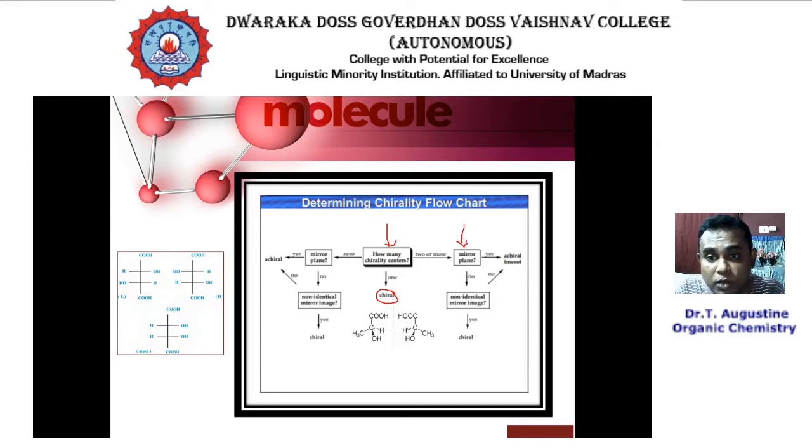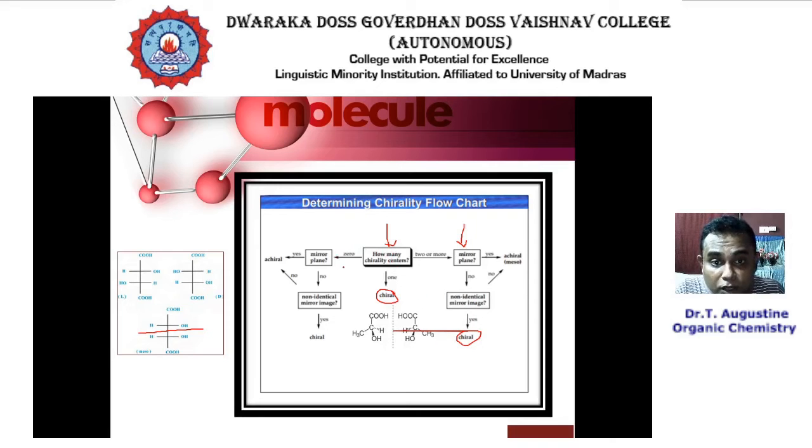If there are two or more chiral centers, then we have to ask the next question: whether the molecule has a mirror plane. If the molecule has a mirror plane like this, then we consider such a molecule as achiral, and it is also known as a meso compound. If the molecule does not have a mirror plane, and if it has a non-identical mirror image, then the molecule is said to be chiral.